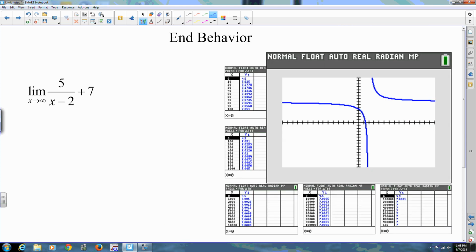Alright? Try this one. End behavior. We've talked about end behavior. Say you had a cubic function.